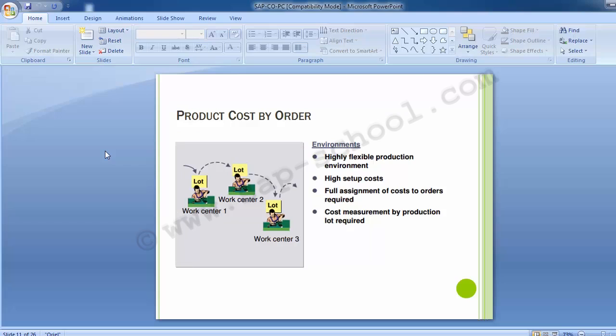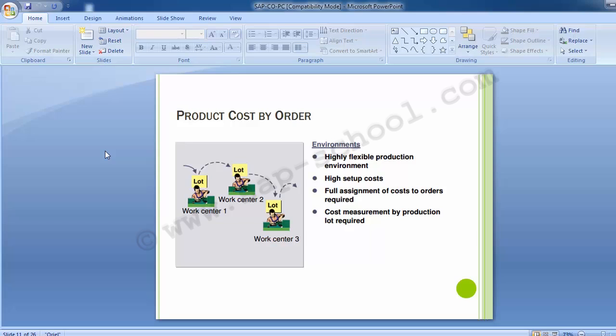This particular cost object controller is used in a highly flexible production environment, with high setup cost, where full assignment of cost to orders is required and cost measurement is by the production lot. So in this case, the production is done on the basis of lots and orders. In product cost by order, cost is analyzed at the level of manufacturing orders, that is, how many orders they have received for the manufacturing part. Product cost by order is used with make to stock production and sales order related production.